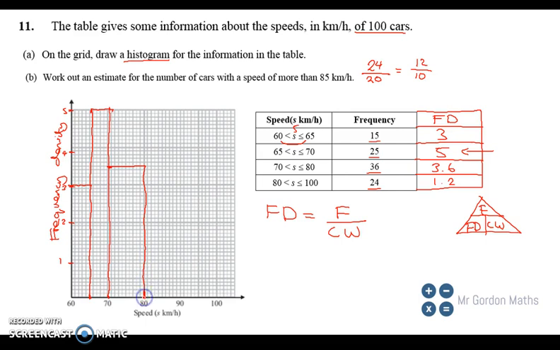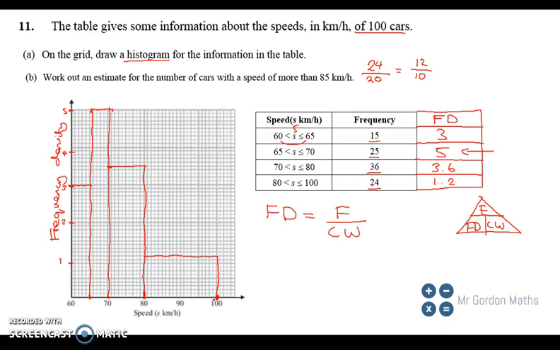Last one, 80 to 100, so that takes up the whole bottom of the axis, which is a good sign that we're doing it correctly. 1.2, so 2, there's the second one, there we go, along that line there, and down, and there we go. Okay, so, terrible presentation, never do that in your exam.